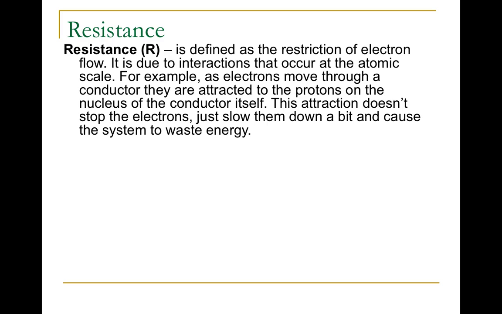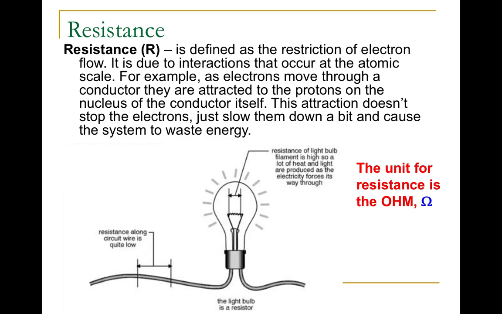So resistance is defined as the restriction of electron flow. This comes from interactions at the atomic scale. Right? So electrons move through a conductor, they collide with atoms within that conductor, and they lose some of their energy. And that energy will turn into heat. Okay? So you can think of resistance within the wires or within the circuit itself, but we also talked about how resistance also comes from a resistor, something like a light bulb or a resistor itself, or a hair dryer or your cell phone, right? Something that's going to use the energy. The unit for resistance is the ohm.